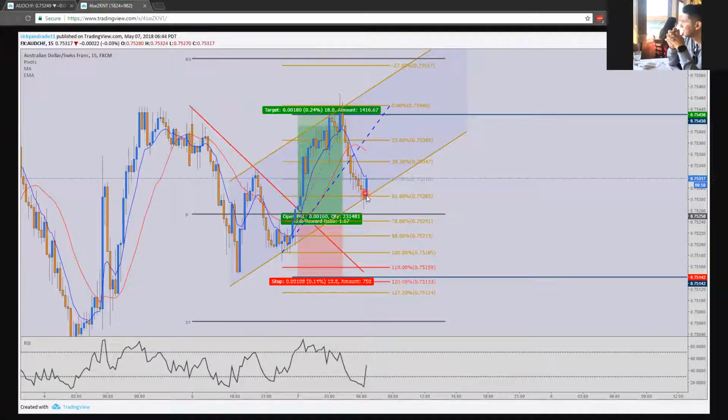So this is a screenshot of what was happening. It hit take profit perfectly and then came back down, hitting the 61.8% level on the Fibonacci. And then from the 61.8, it rejected up. We see an engulfing right here. It's also rejecting off the support line.